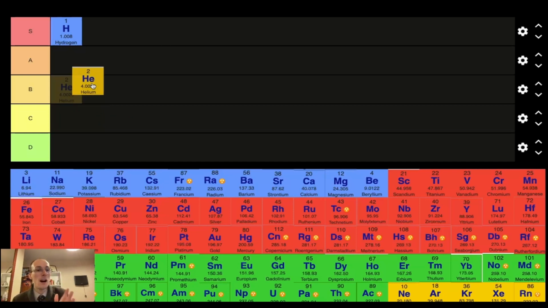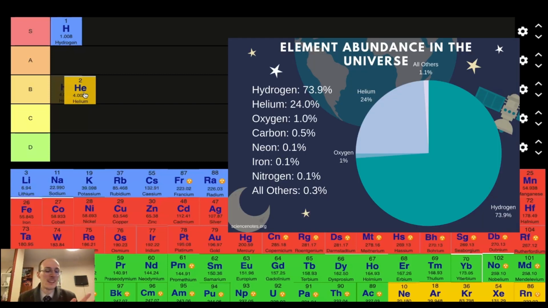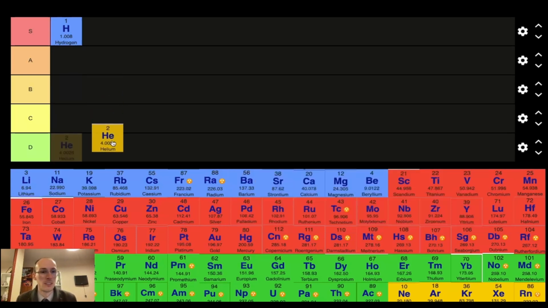Don't know. But if we ever enter the glorious age of space travel, that might solve our problems, because helium is the second most abundant element. 24% of the total elemental mass of the universe comes from helium. So it's got some pros, it's got some cons, so therefore I think helium should go in the B tier.